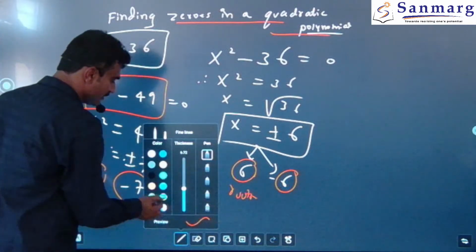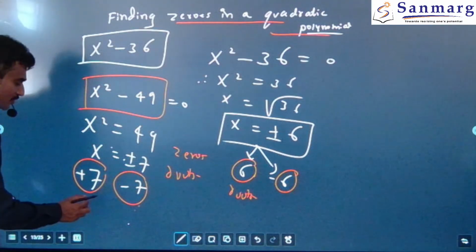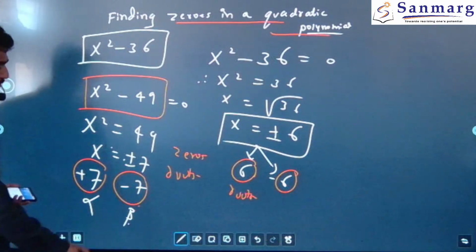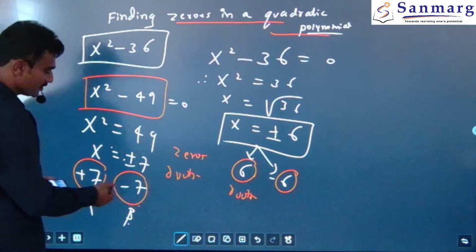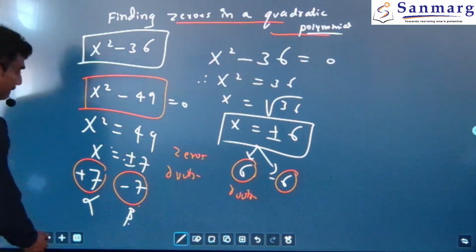Usually in mathematics, if we get two roots, we represent one as alpha and another as beta. Okay.